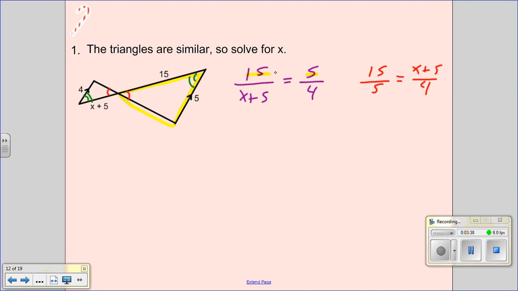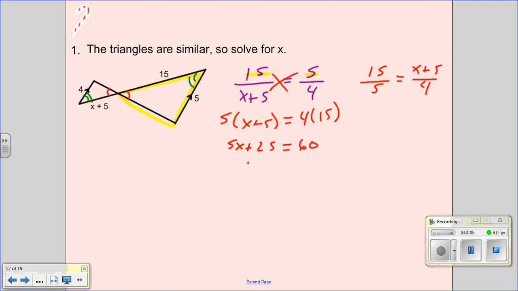Anywho, let's go ahead and solve the one on the left. Doesn't matter which one I pick because they'll give me the same answer. So cross multiply, so that's 5 times x plus 5 equals 4 times 15. You must distribute the 5 on the left, so that would give me 5x plus 25, and 4 times 15 is 60.